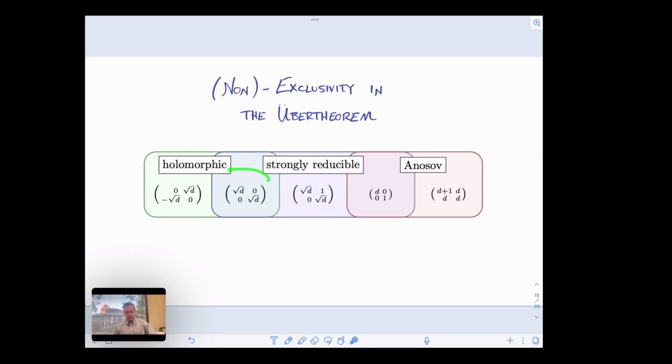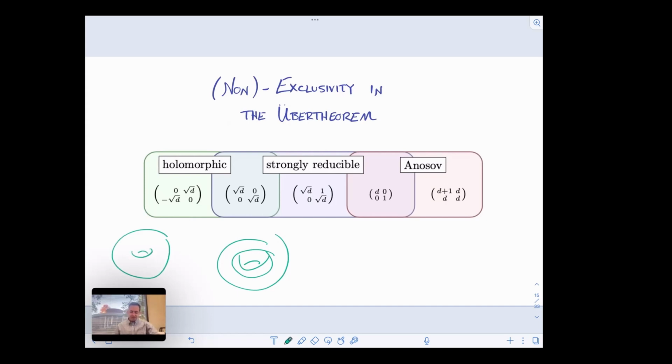This map is both strongly reducible and holomorphic. It's holomorphic because it's a scaling map. It's strongly reducible because you just look at the vector 1, 0. This is maybe this curve. It lifts to itself, but the numbers get bigger when you go backwards, because you get square root of D copies of the curve. Is that right? I'm sort of confused by that.